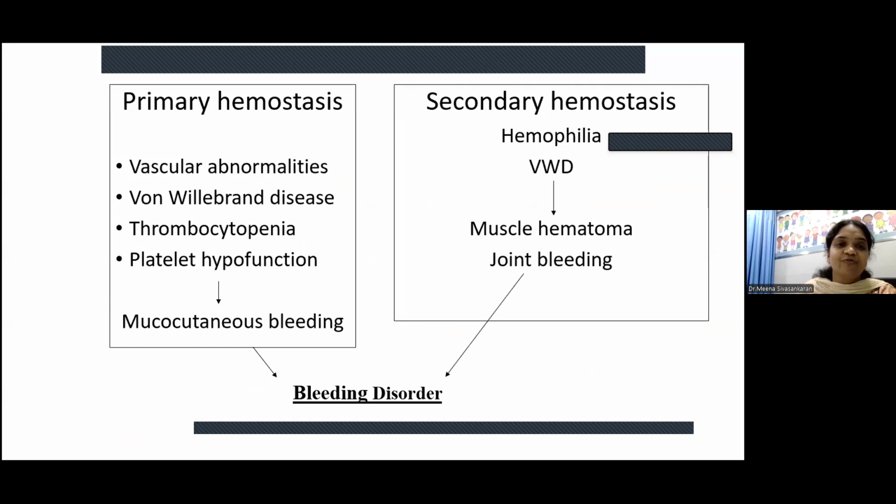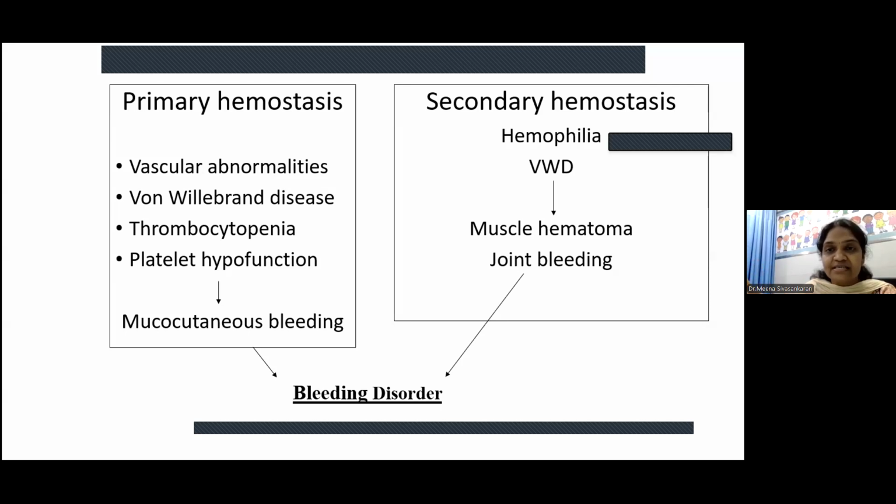Primary hemostasis involves the blood vessels and platelets. If there is a low platelet count or if the platelets are not functioning properly, as in thrombasthenia, the child can present with skin and mucosal bleeding. That is, they can present with petechiae and purpura in the skin, or with bleeding in the nose or in the mouth.